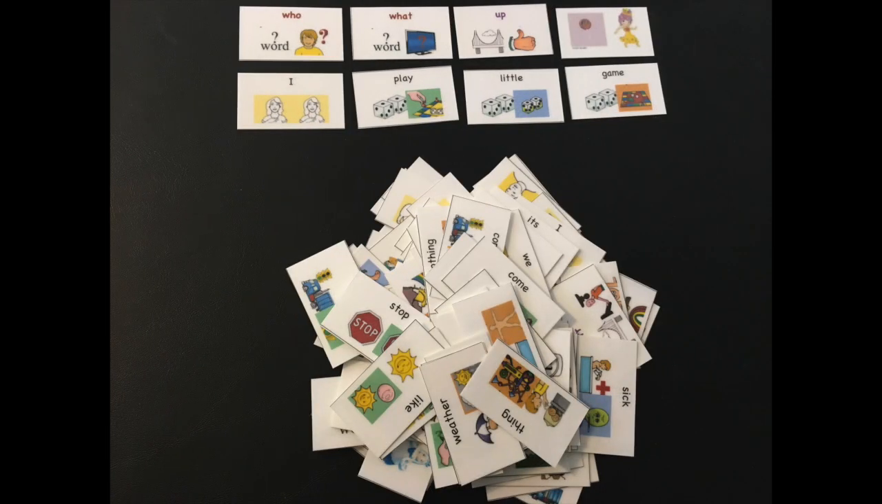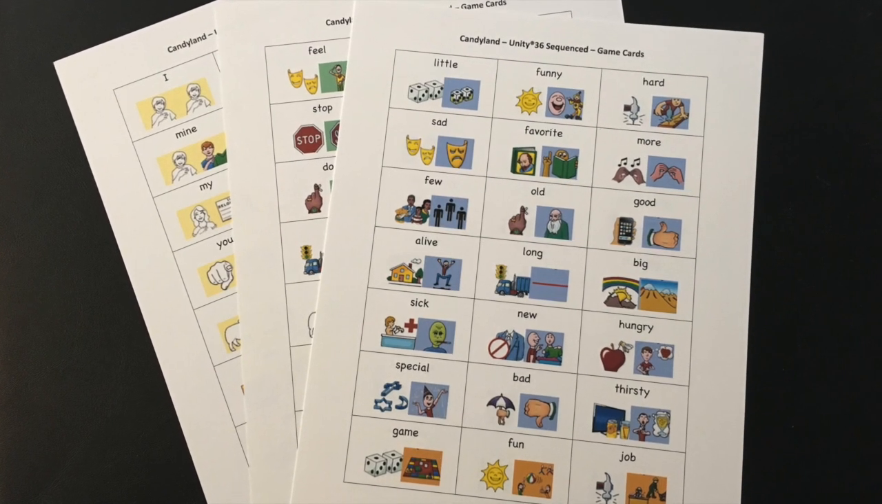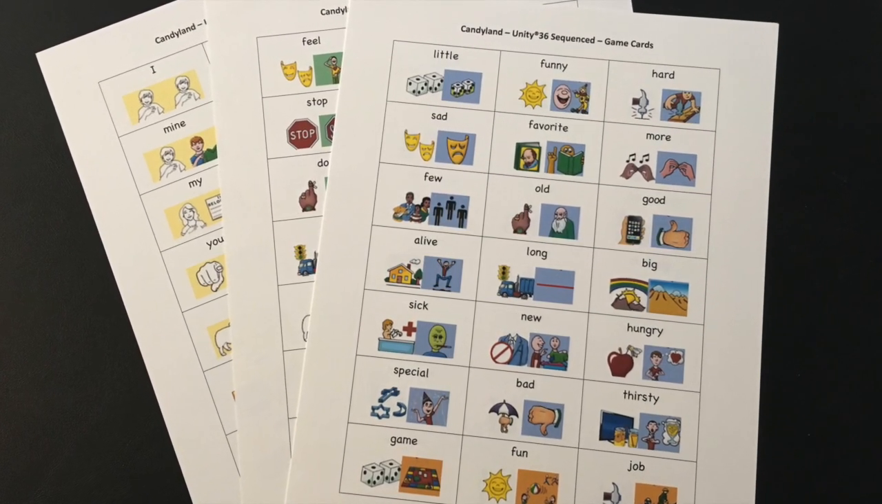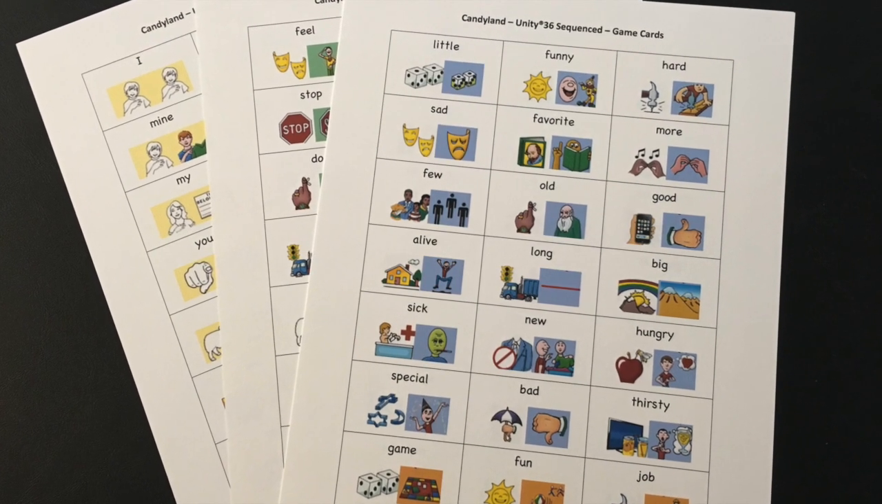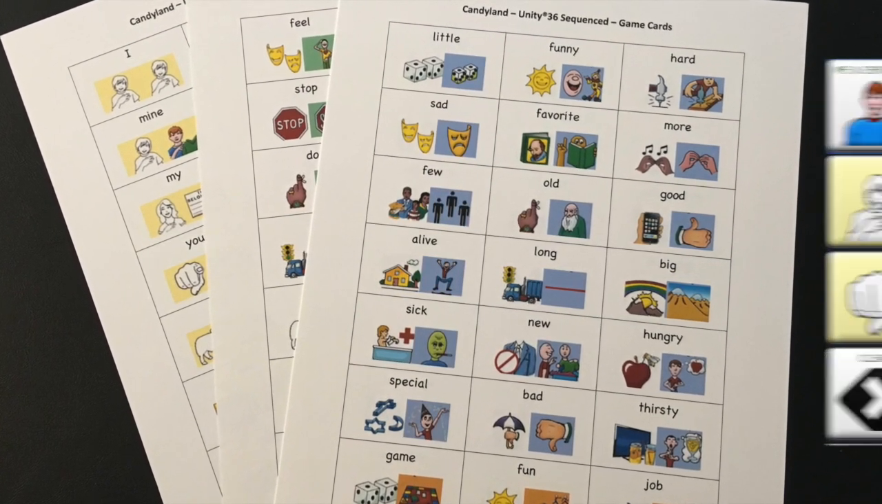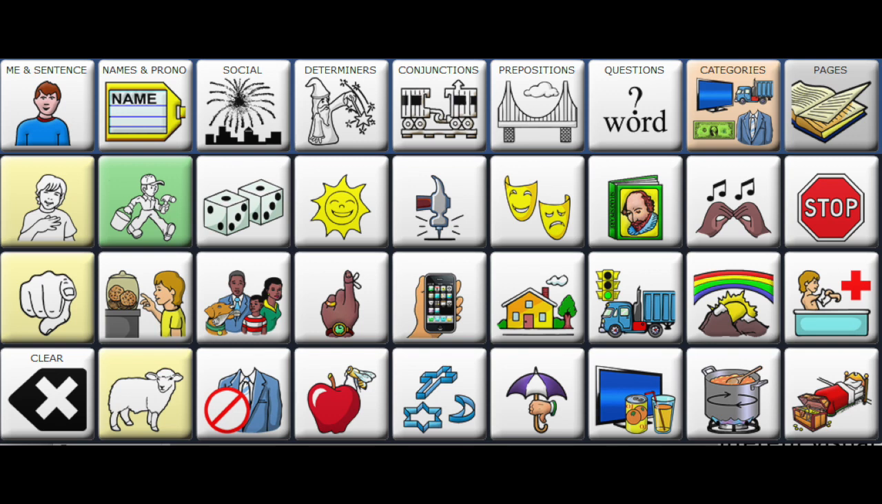When supporting a beginning communicator, replace the standard game cards with cards that show your target vocabulary. My target vocabulary with this set of cards are core words that are said with only a 2-icon sequence. Let me show you how I would play the game. I'll be using Unity 36 Sequenced.